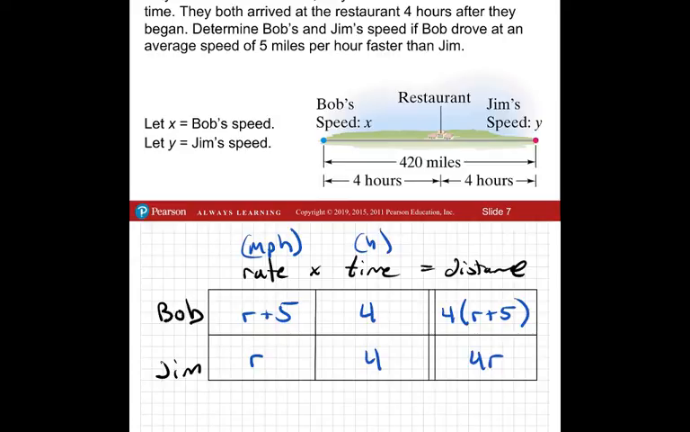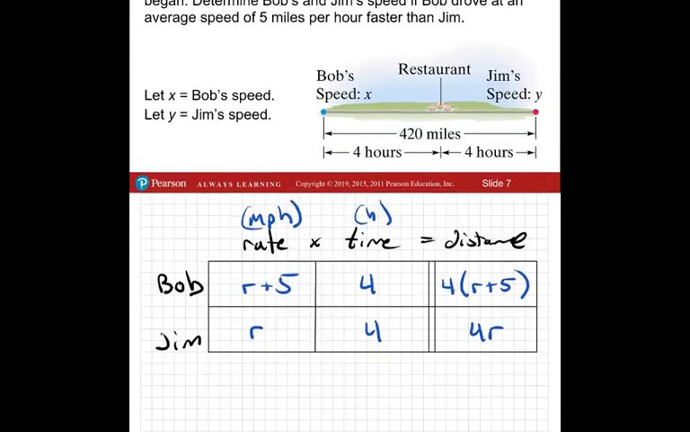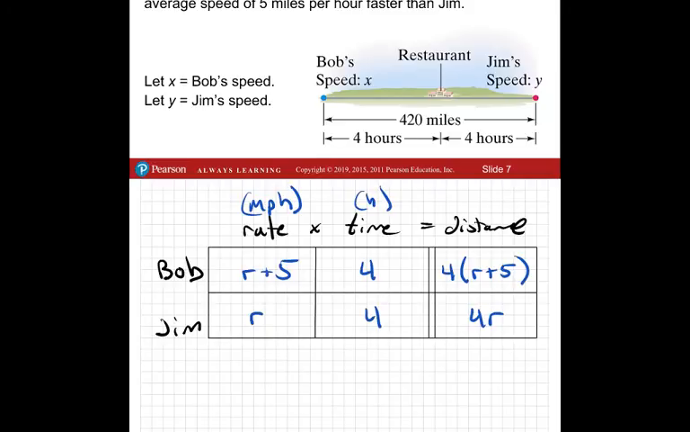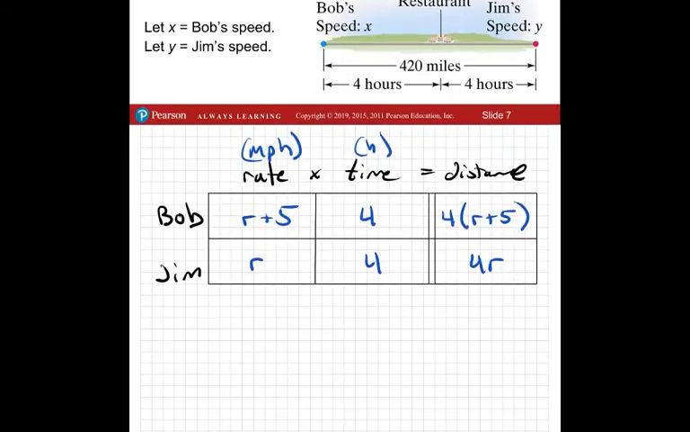Okay, one more piece of information. They're meeting at a restaurant halfway between the two, but the total distance from Bob's house to Jim's house is 420 miles. So Bob's distance plus Jim's distance is going to total 420. Bob's distance being 4 times R plus 5, plus Jim's distance being 4 times R, should total 420 miles. At this point, we have one equation, one unknown we can solve.